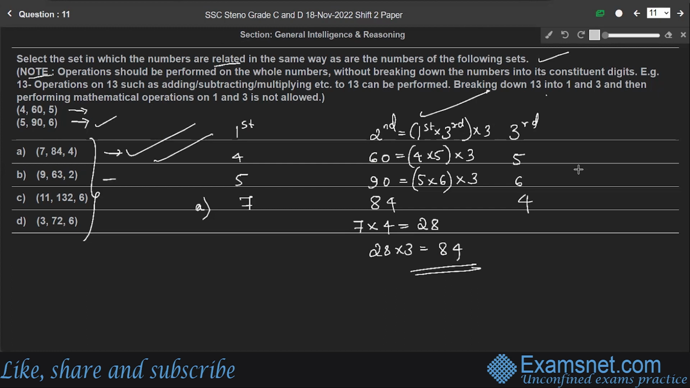You can consider option B, C, and D also, in which the numbers do not follow the logic of the given two sets. Therefore, for the given question, option A is the right answer.